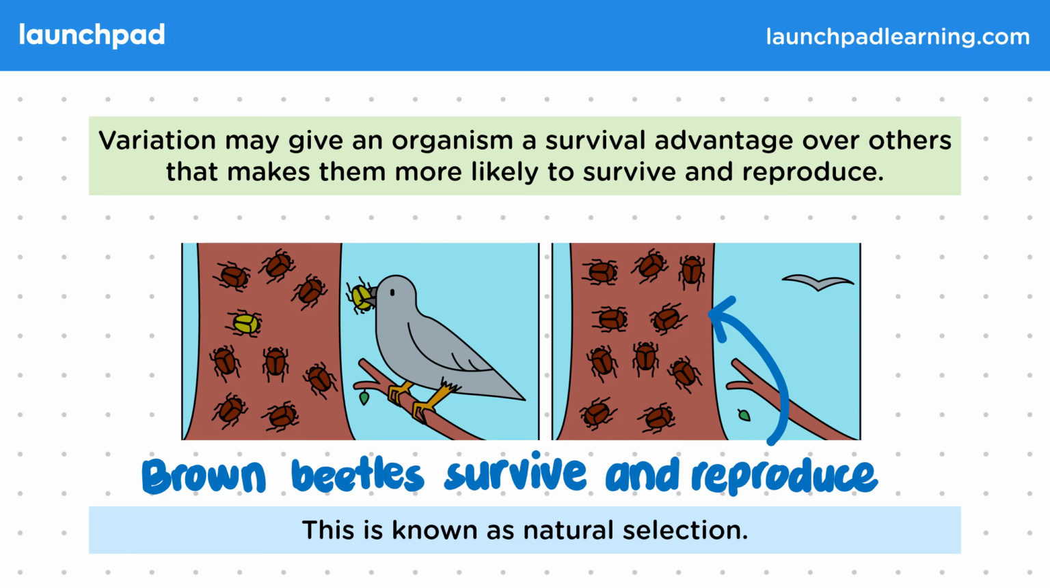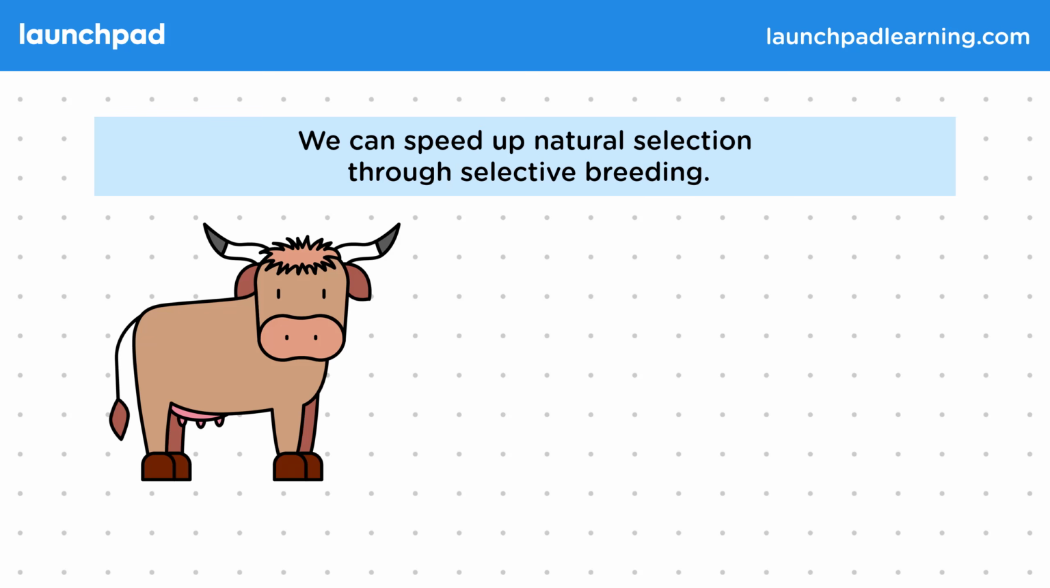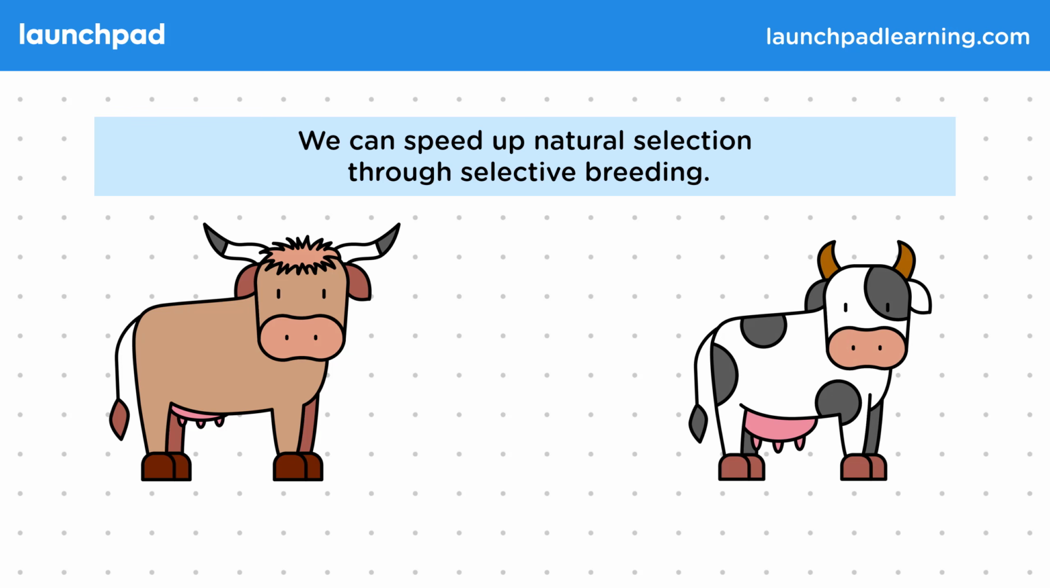How can we use natural selection to our advantage? We can speed up natural selection through selective breeding. Selective breeding is when humans breed plants and animals for particular genetic characteristics. This is also covered in detail elsewhere in the course.